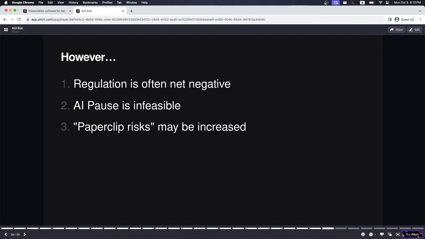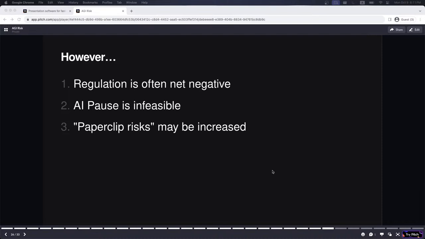But there are some problems with this kind of naive approach for how to make AI better. The first one is that regulation is often a net negative. For example, with nuclear power. Nuclear power was something that a lot of people were worried about, and the government essentially shut it down for decades and decades. There's only been, I believe, one nuclear power plant built in the US in the last, like, 50 years. And as a result, we have to deal with fossil fuels and we have to deal with expensive energy that we wouldn't otherwise have to deal with had we not had these regulations in the first place.